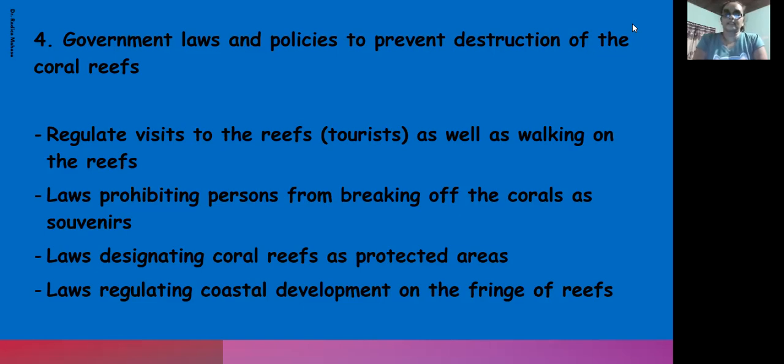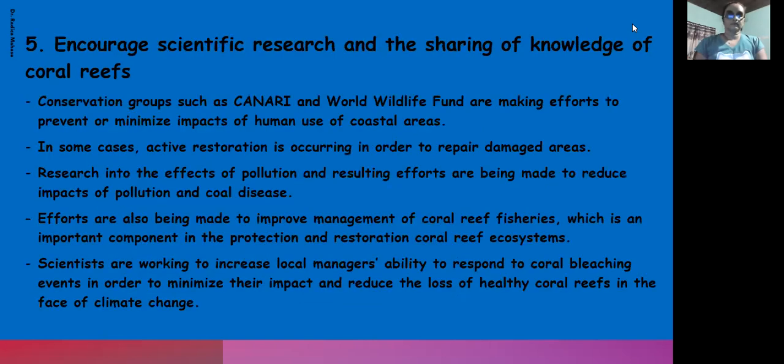Government can pass laws prohibiting persons from breaking off the corals as souvenirs. Laws designating coral reefs as protected areas. Laws regulating coastal development on the fringe of reefs. So in countries where coral reefs can be found, government needs to have laws and policies in place to prevent the destruction of those reefs. And these are examples of some that can be done.